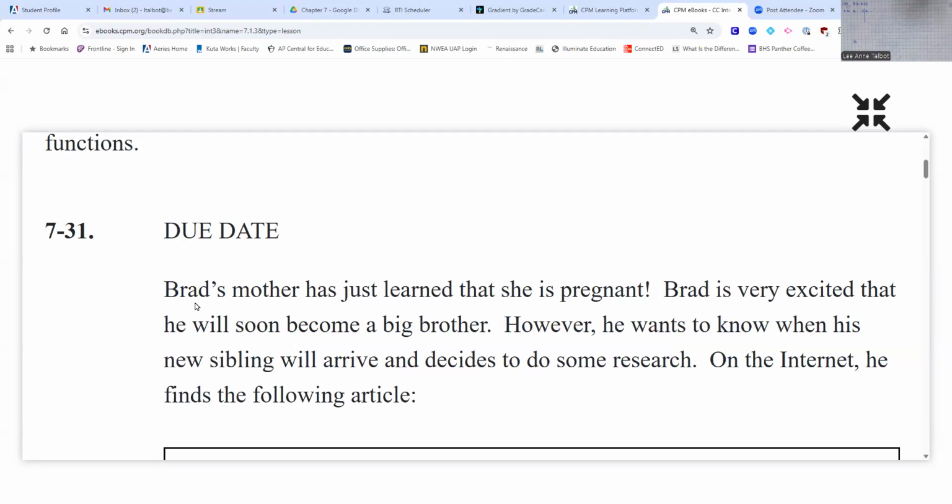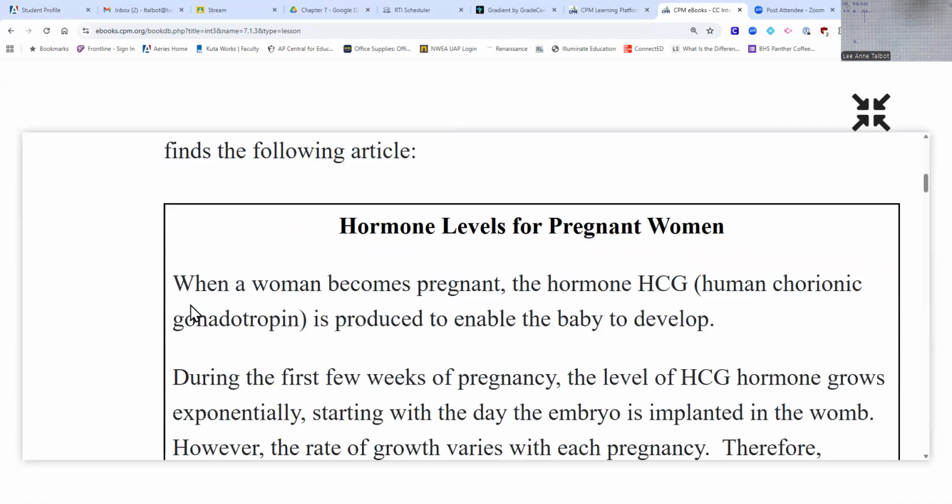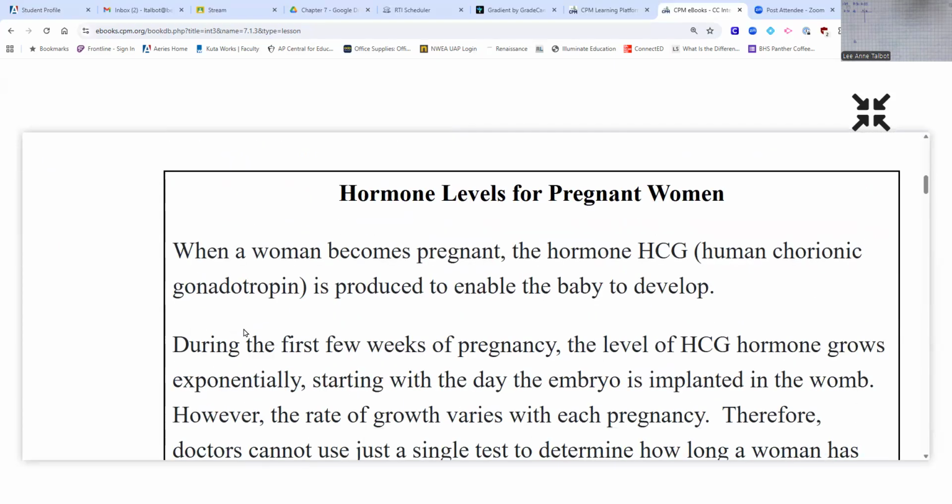Okay, Brad's mother has just learned that she is pregnant. Brad is very excited that he will soon become a big brother. However, he wants to know when his new sibling will arrive and decides to do some research. On the internet, he finds the following article. This is, by the way, real, actual data. Hormone levels for pregnant women. When a woman becomes pregnant, the hormone HCG, human chorionic gonadotropin, is produced to enable the baby to develop. By the way, HCG is the hormone that they look for on the pregnancy test.